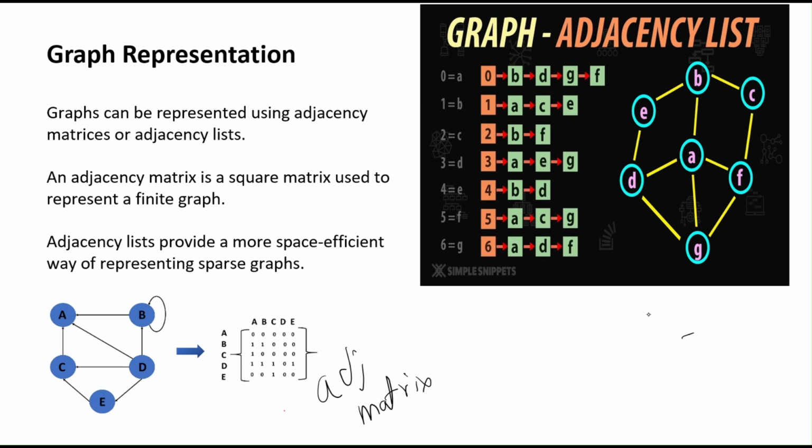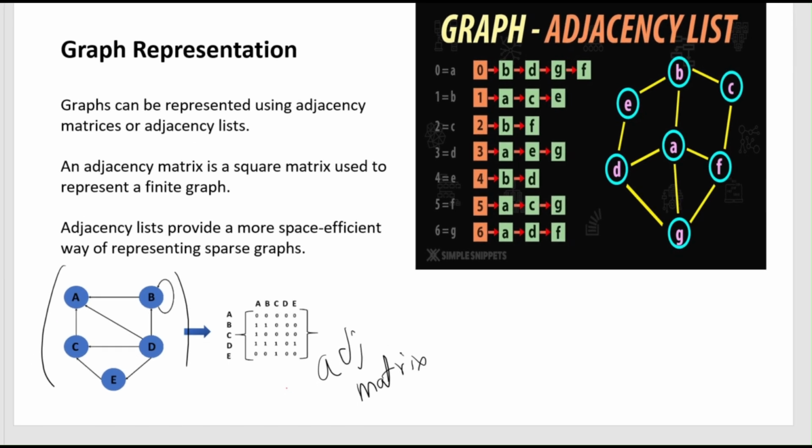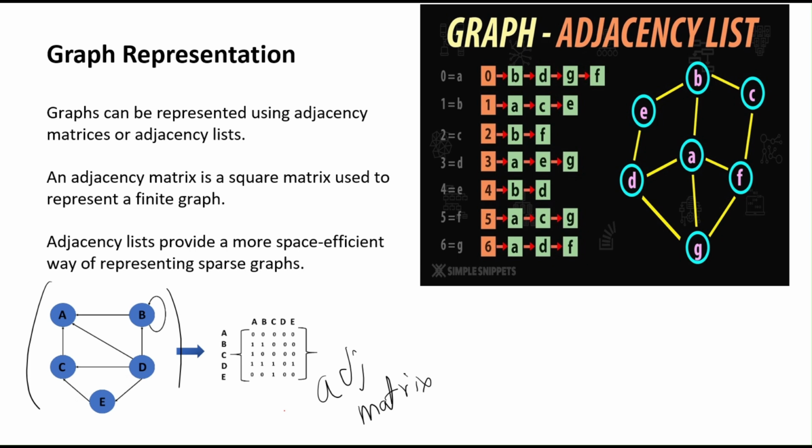Now let us understand what a matrix representation is. So there is a graph here. There is an edge between B and A. And there is an edge between D and B. D and A, you have an edge. From D to C, you have an edge. D to E, you have an edge. All these edges are represented using ones, and if there is no edge between two nodes or vertices, it is represented by 0. So this is an adjacency matrix representation of a graph.